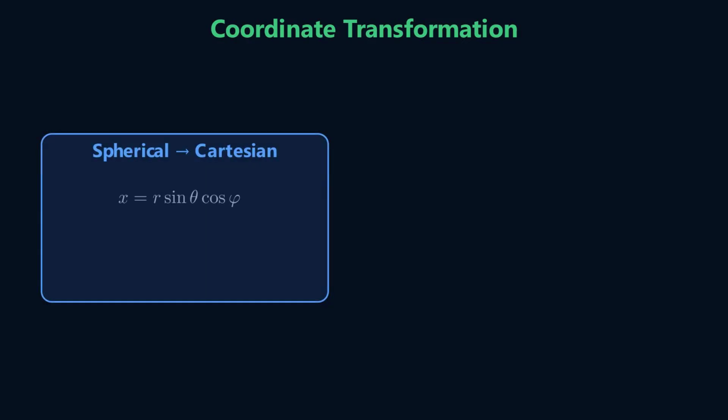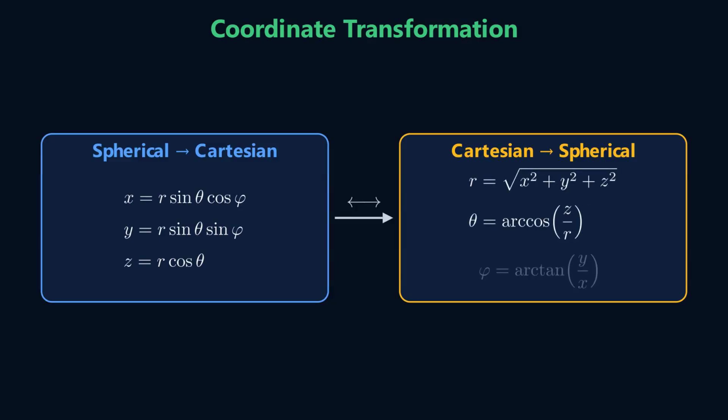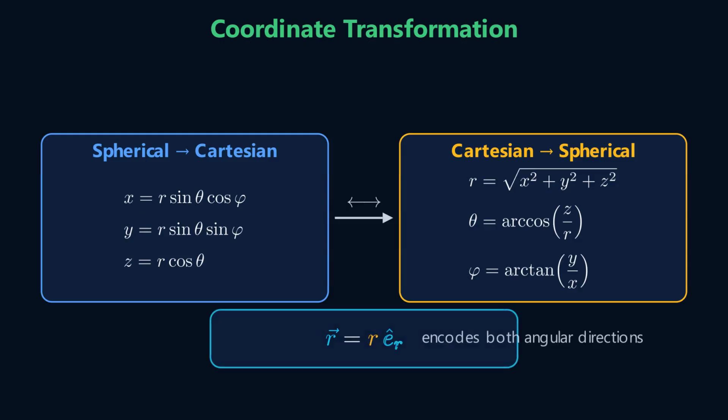The x-coordinate equals r sine theta cosine phi. The y-coordinate equals r sine theta sine phi. The z-coordinate equals r cosine theta. Going the other way, r equals the square root of x squared plus y squared plus z squared. Theta equals the arc cosine of z over r. And phi equals the arctangent of y over x.